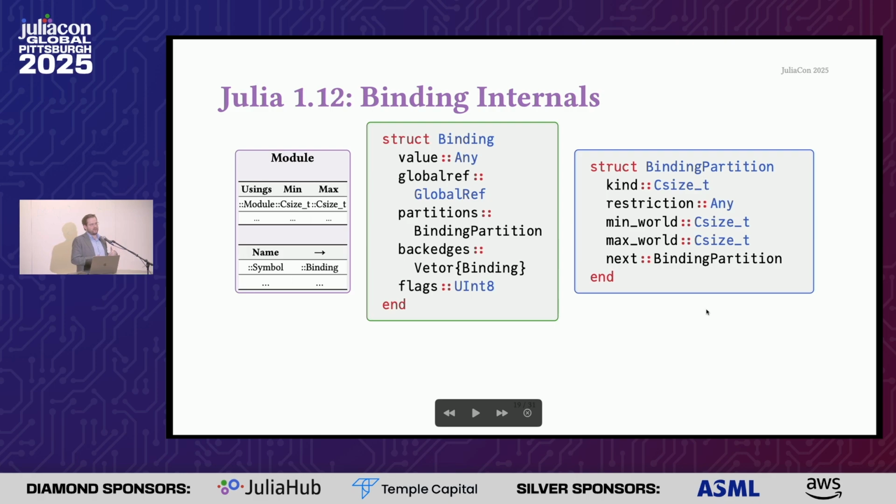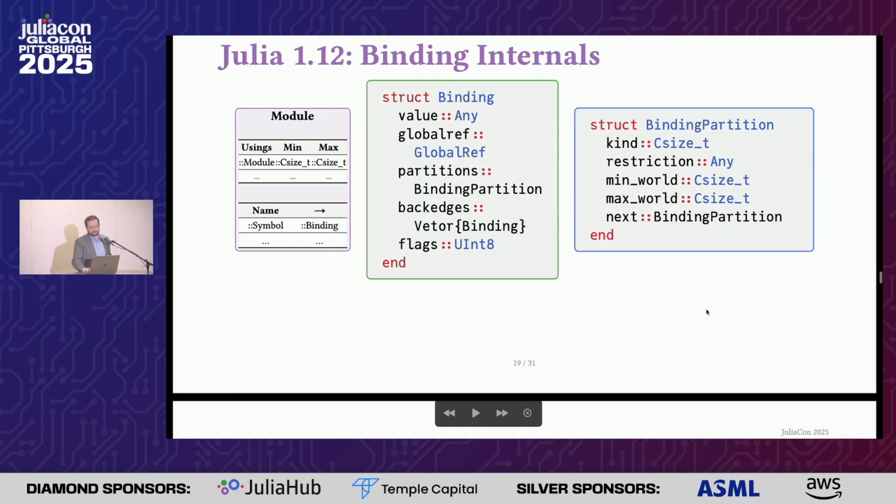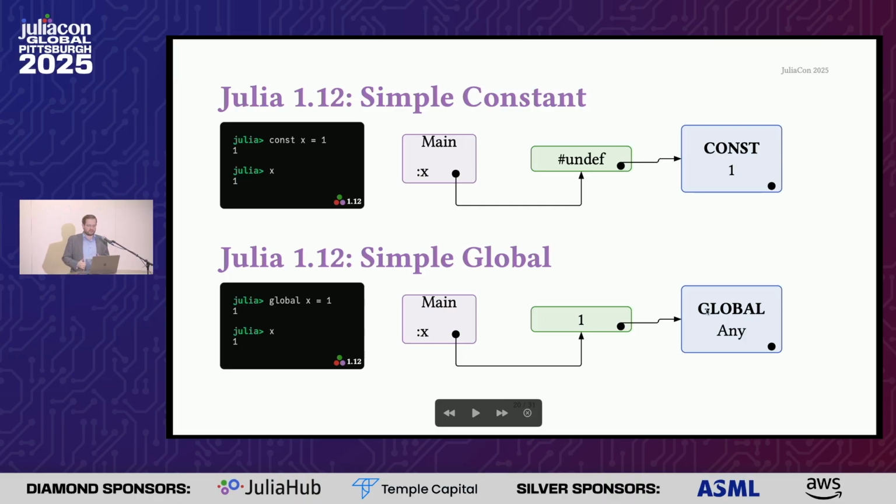And then there's back edges, which facilitates invalidation, although I'm not going to talk about invalidation in this talk, just because it's a big topic, and also interacts with a regular invalidation mechanism, so it requires some additional background. But those are the two new fields that are in bindings. So let's run through all of our examples again with the new Julia 1.12 design.